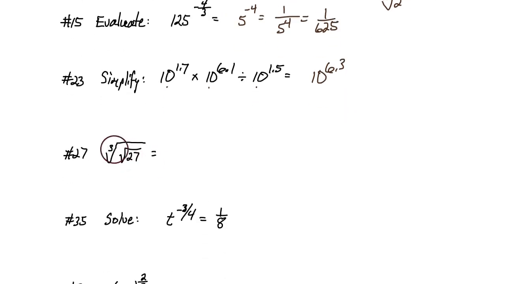Number 27, we want to do the cube root of the square root of 27. That makes the 6th root of 27. If that's not immediately clear, you can change those radicals into their exponent form. The square root of 27 is 27 to the 1/2 power. And then remember how we were doing the cube root of that? That's the 1/3 power. Multiplying those exponents together, we have 27 to the 1/6 power. As a radical, that's the 6th root.